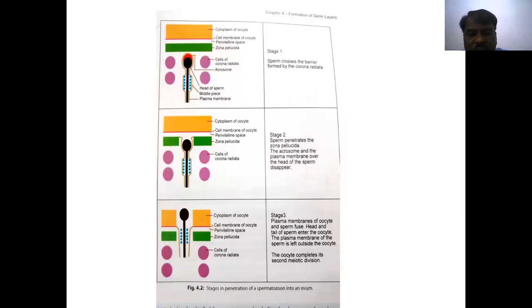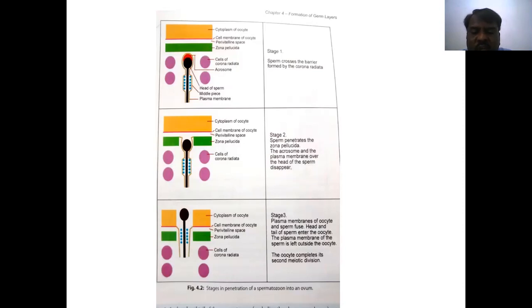In the second step, it reaches the cytoplasm of the oocyte. Then the head, tail and middle piece enter. Then in the third stage, only the nucleus, that is the head of the sperm, enters into the oocyte. That is the penetration of the acrosome, the sperm entering into the ovum. Then it is called fertilization. The spermatozoon enters into the ovum, and fertilization takes place in the ampullar region.